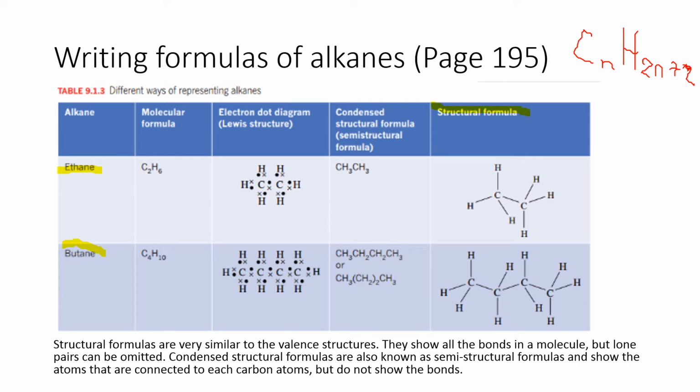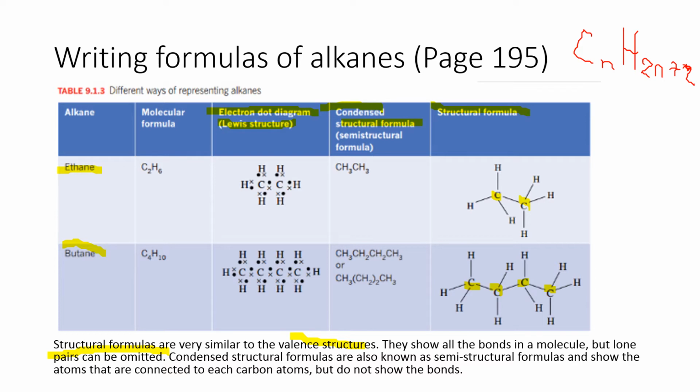There are a few different diagrams that we can use here. We have the structural formula, the condensed structural formula, and the electron dot diagram, which is known as the Lewis structure. Structural formulas are similar to the valence structure. They show all the bonds in the molecule, but lone pairs can be omitted. In the diagram on the right hand side of the table, you can see ethane consists of 2 carbon and butane consists of 4 carbon. When they are bonded to hydrogen, the bonds are only single bonds, and no lone pair electrons are present.